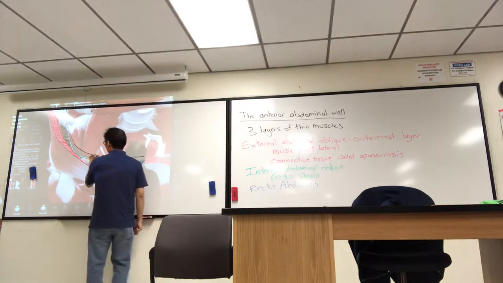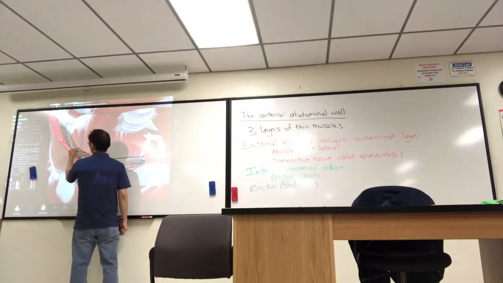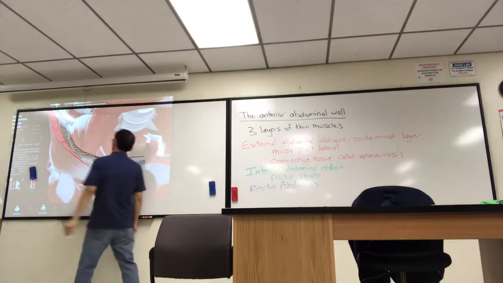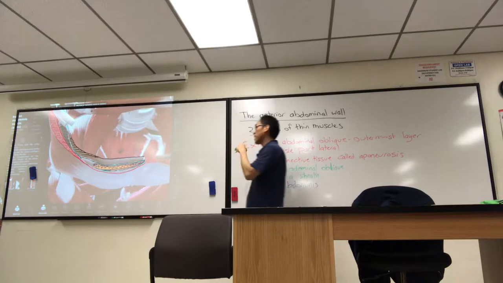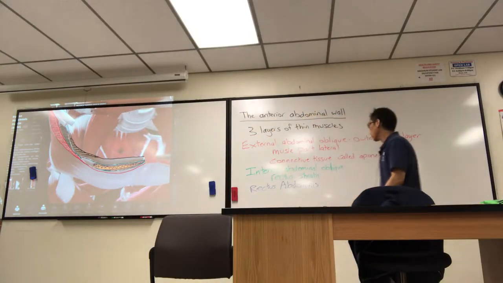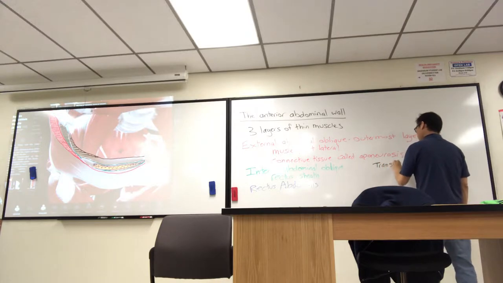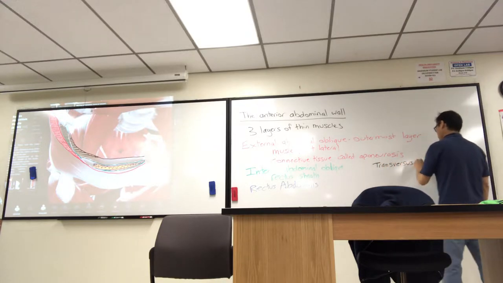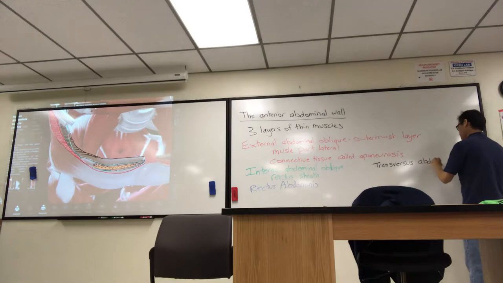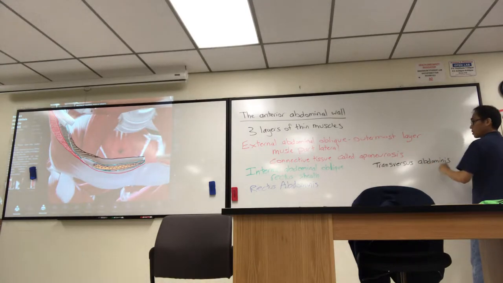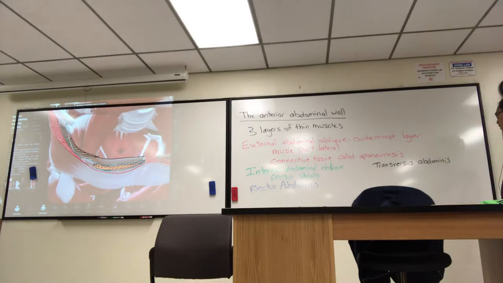And again, the muscle fibers of that layer run in the transverse plane. Anyways, that's another layer. Transversus abdominis. Is that part of the internal layer? No, it's its own layer. So there's three layers. And I'll describe the transversus abdominis as the deepest layer.